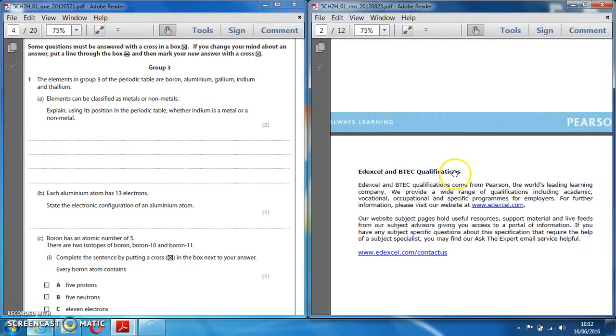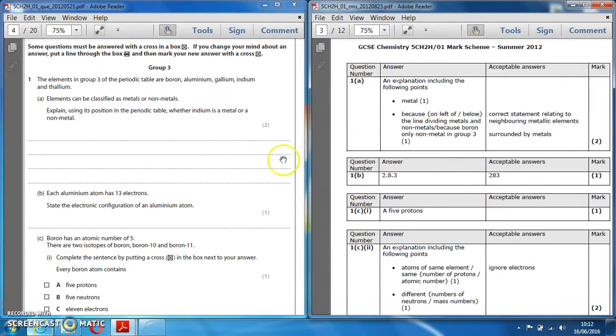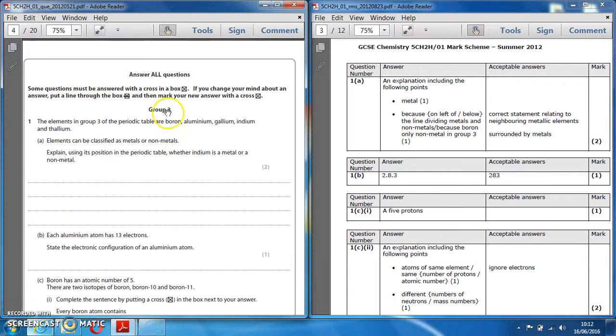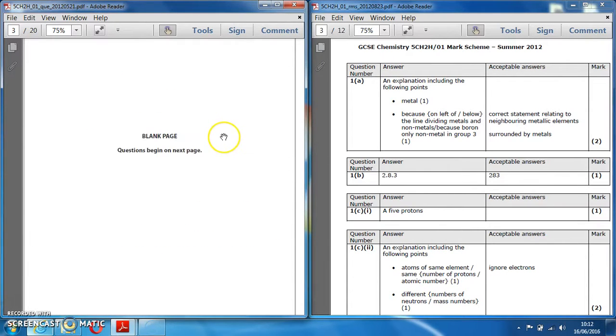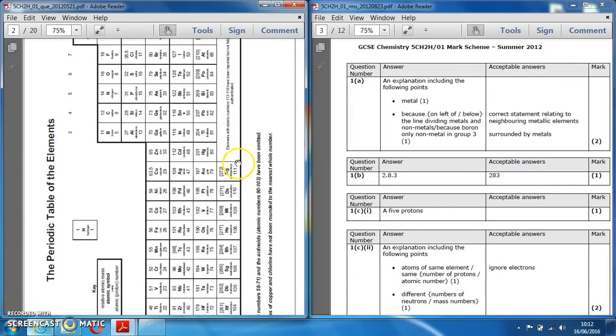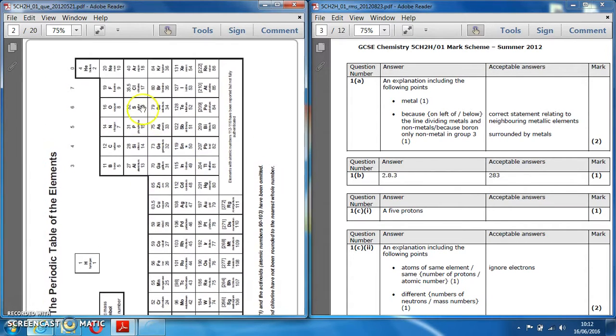metal or a non-metal. So we're looking at the periodic table in this question. The clue here is it's in group 3. You look at group 3 and you find indium. You find it down here, and it's well to the side. Here's where you'd have the little line showing whether things are metals and non-metals. Metals over here, non-metals over here on the right. So it's to the left of that line.